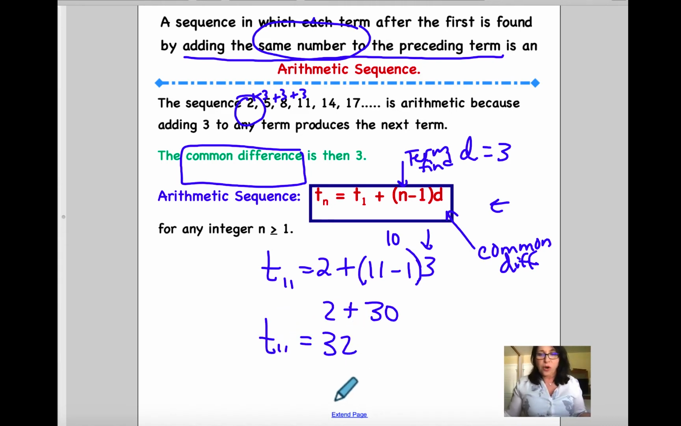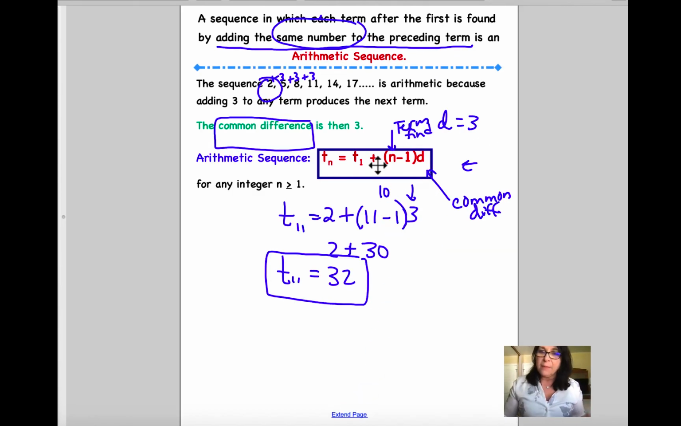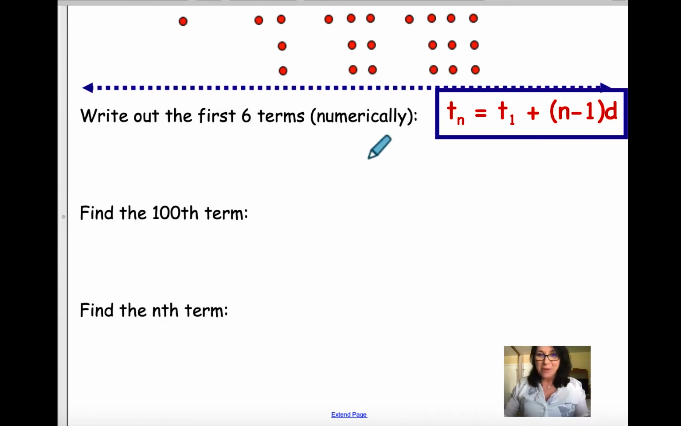Now, of course, you would box that up. That's your answer. But of course, I'm going to ask you something more along the lines of what's the 50th term, or what's the 100th term. So definitely keep this formula handy by you.